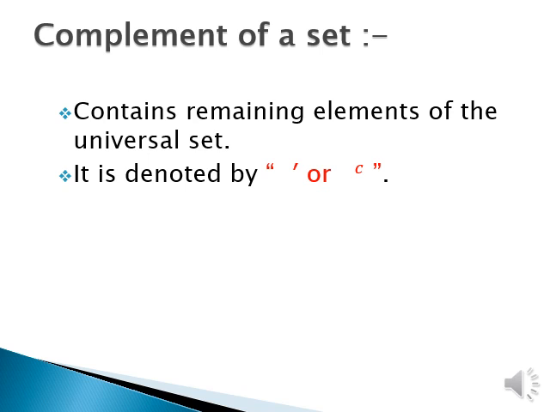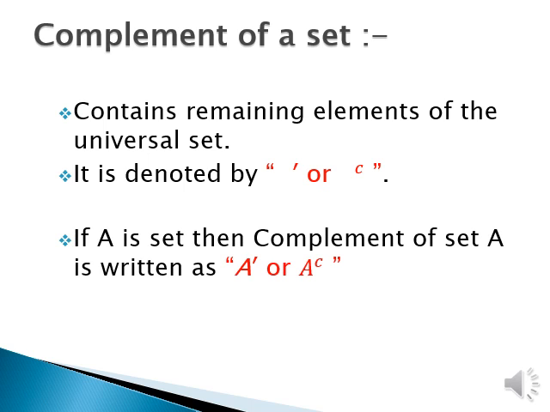It is denoted by an index, a dash or small c. We'll see it properly. If A is a set, then the complement of a set is written as A dash or A raised to c. This dash and c are the main symbols used for writing the complement of A. We'll see one example.